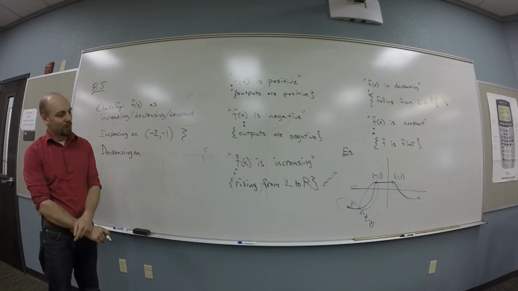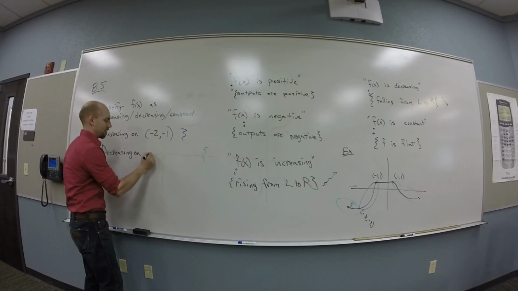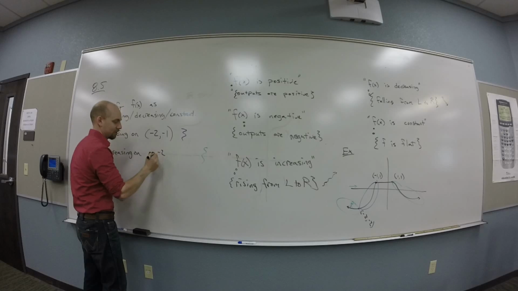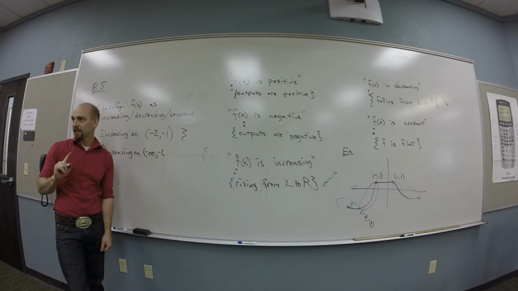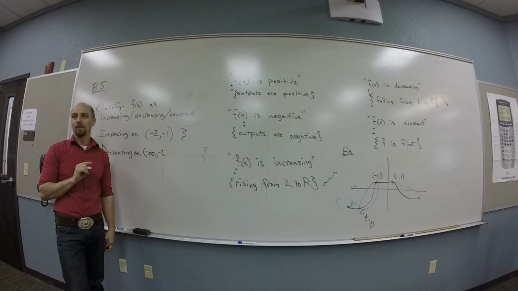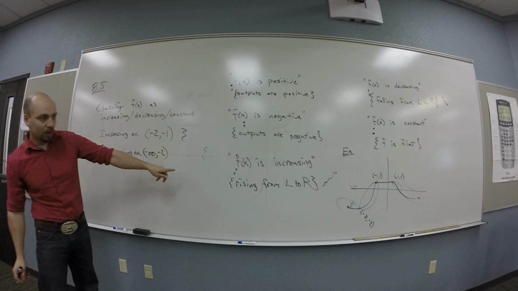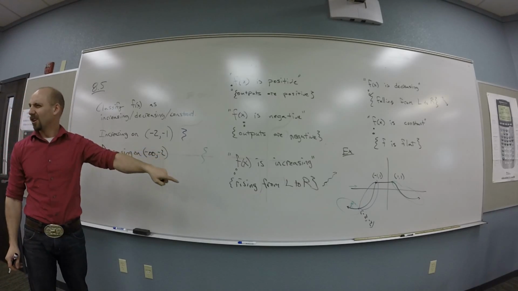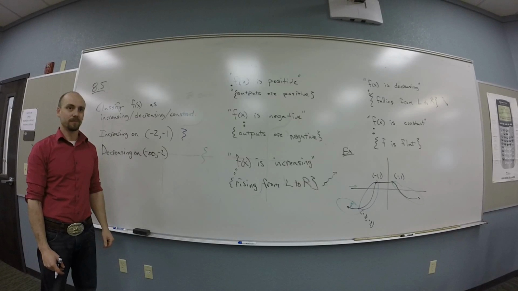So where's that left bit start? So that'll be negative infinity to negative 2. Minus and minus. That one's easy, right? That one's open. How about at negative 2? Yeah, that one's open because on the left side it's decreasing. On the right side it's increasing. That means that point's kind of indeterminate, right?